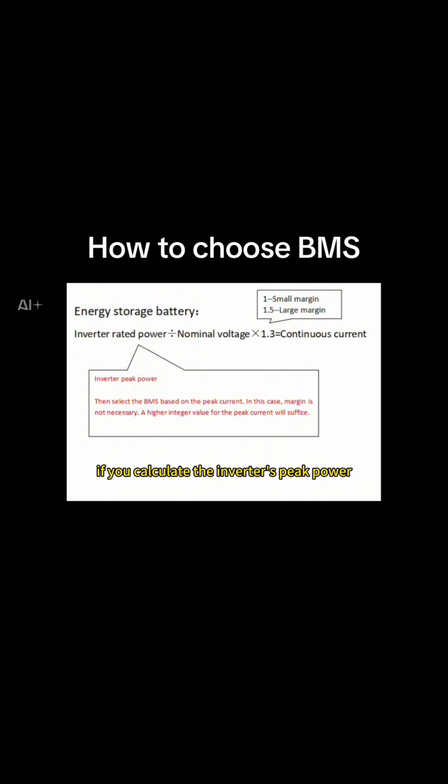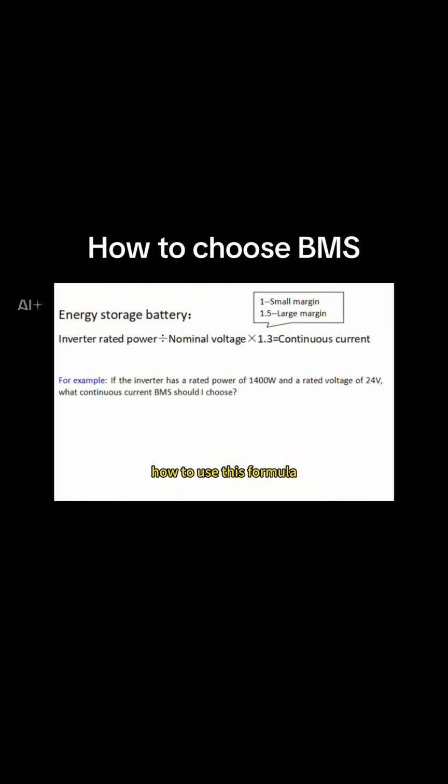If you calculate the peak power of the inverter, then there is no need to add more margin. How to use this formula? Let's use an example to show you how to use it.